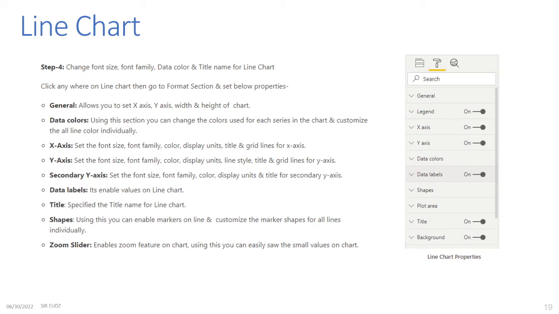Then data labels, it enables values on line chart. Title, specify the title name for the line chart. Shapes, using this you can enable markers on line and customize the marker shapes for all lines individually. Then we also have the zoom slider, enable zoom features on chart. Using this you can easily see the small values on chart.